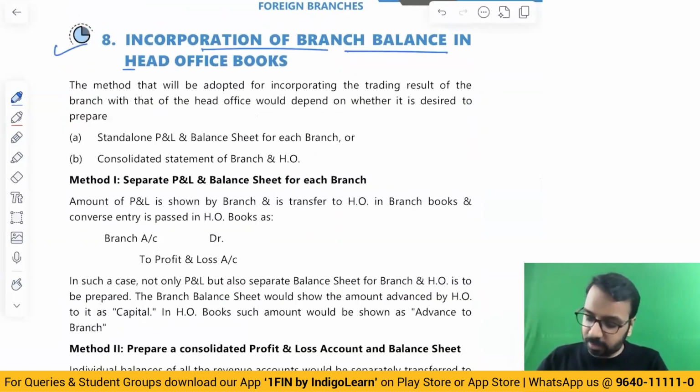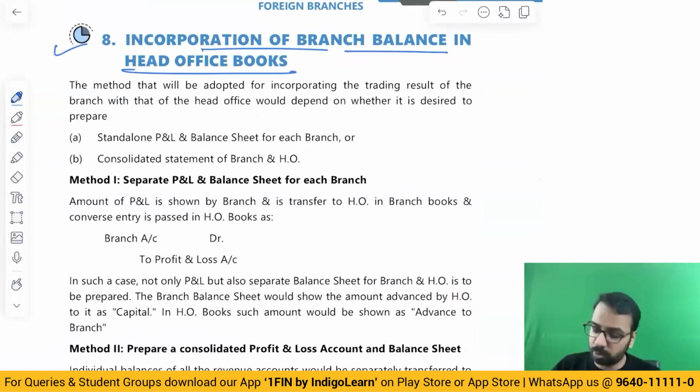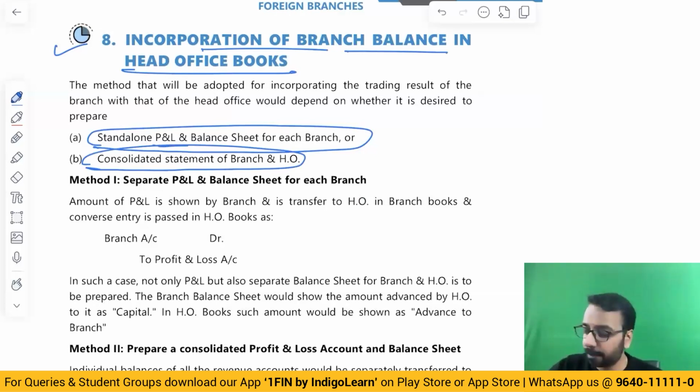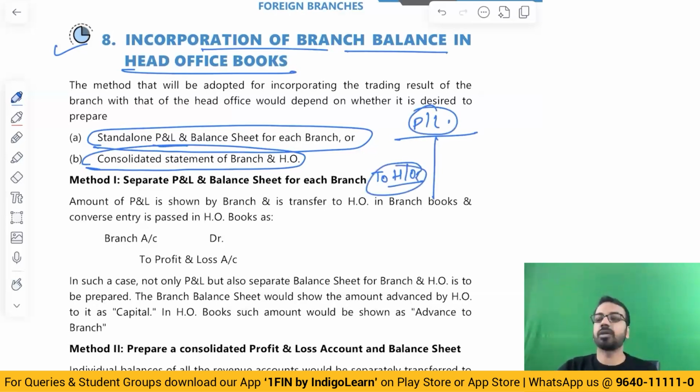Then incorporation of branch balance in head office books. Now, what is this? I told you earlier, you can prepare a standalone balance sheet and P&L of the branch and transfer that balance to the head office account, or prepare a consolidated statement of branch and head office. What does that mean? If I'm preparing standalone P&L, branch will prepare a P&L account. The net profit, whatever is earned, is transferred to head office. Like you transfer to capital account, here you will transfer to head office.